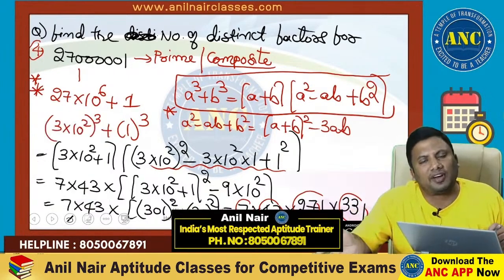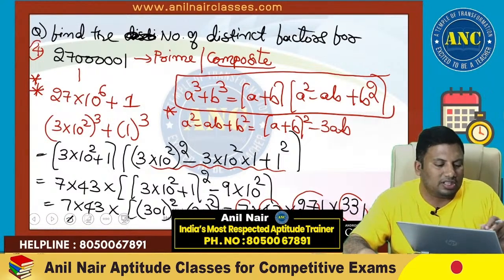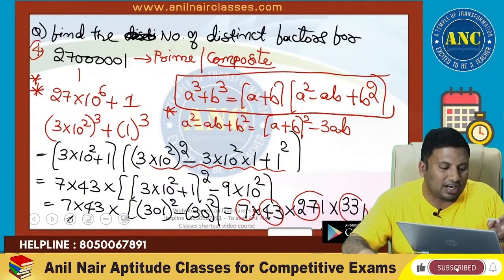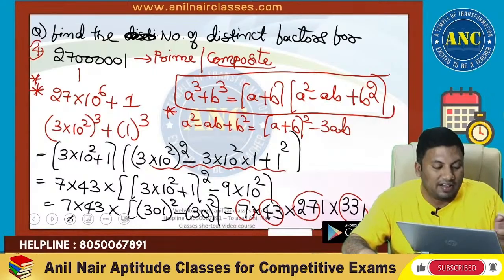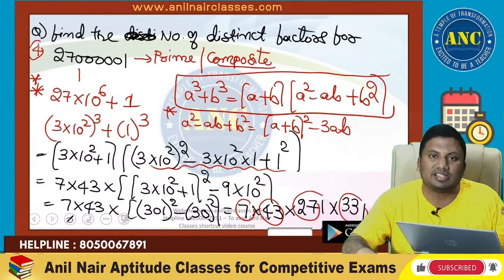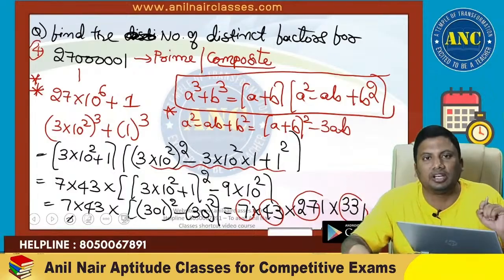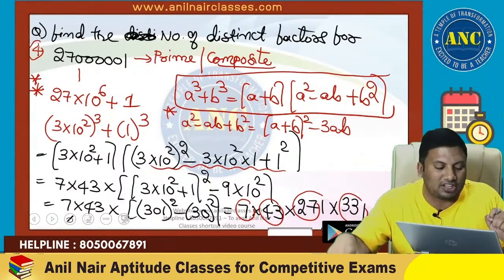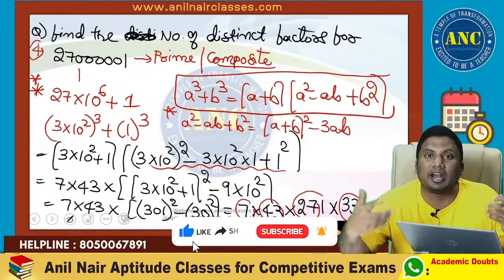Try to find out the factors: 2 is not a factor, 3 is not a factor, 5 is not a factor. Divide this by 7. Then again find out if 11 is a factor. Try to solve it without using this method. Then you will discuss the difference between Anil Nair's way of solving and others' way of solving.